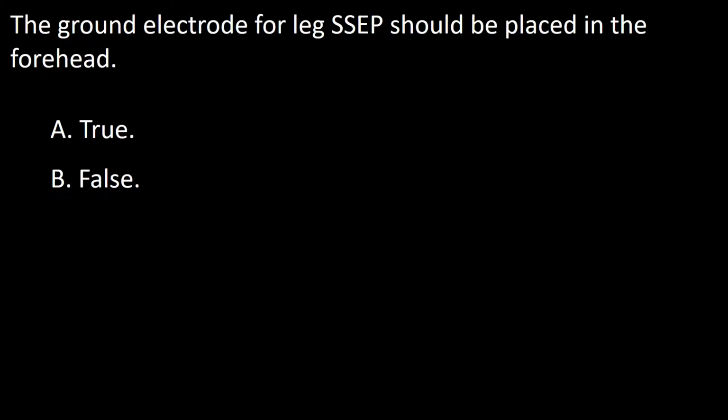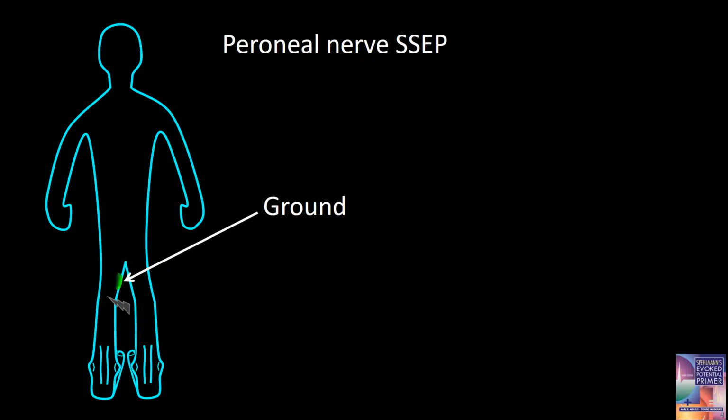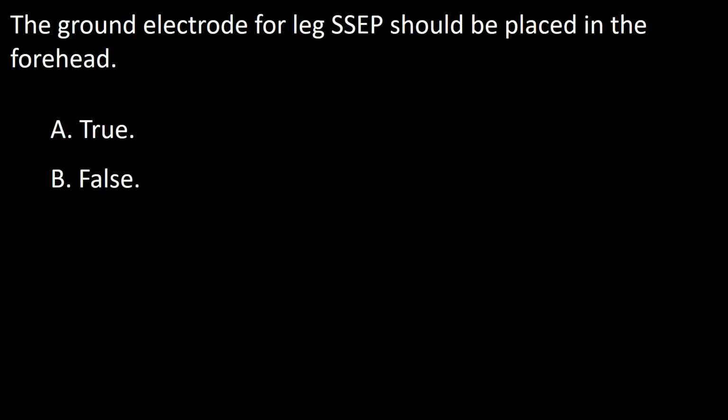Next question. The ground electrode for leg somatosensory evoked potential should be placed in the forehead. A, true; B, false. The ground electrode, when conducting a posterior tibial nerve somatosensory evoked potential, should be placed at the mid-calf, or in the thigh when doing a common peroneal somatosensory evoked potential. Remember that the same ground electrode should be used for the stimulator and the amplifier. So the answer to this question is B.